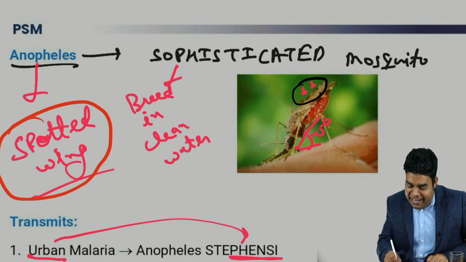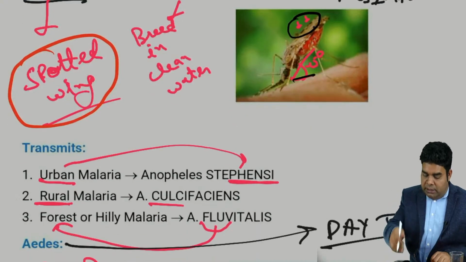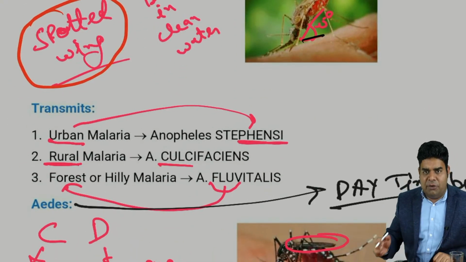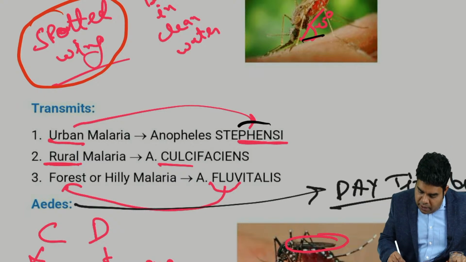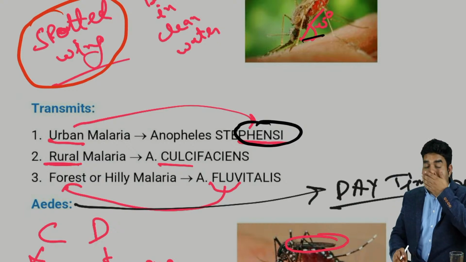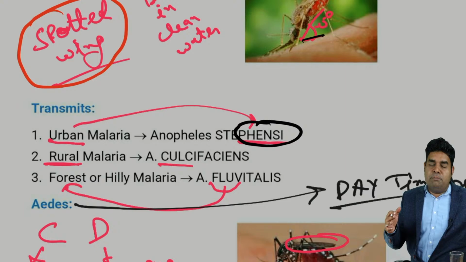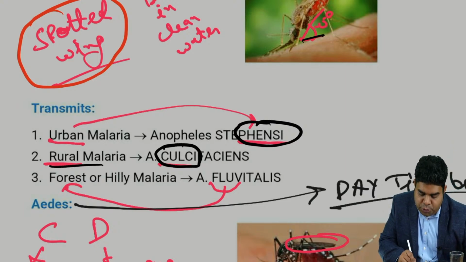Okay, when biting, it bites at a 45-degree angle. That's there. And then there is urban, rural, and forestry malaria, which is very easy to remember. See, fancy people live in urban areas, so stay fancy, urban malaria. Cow, buffalo, milk, it is more in rural areas, so culicifacies, calcium, more in rural.